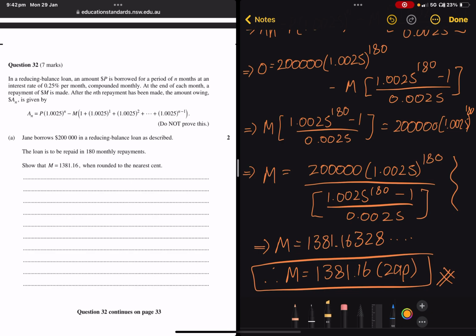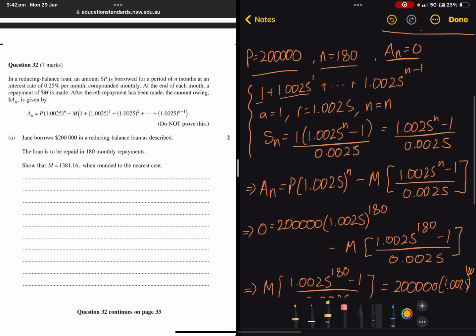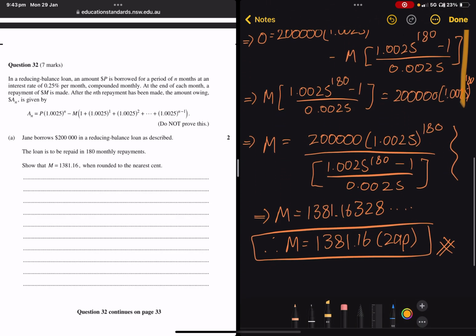Now this is worth 2 marks. 1 mark will be for working that gets you towards a correct answer. The second mark will be for having the last stage of the question, which is finding this answer. So in terms of the working we have here, the first mark will be awarded for most of the working I've done in this question: using the series formula, subbing that in, plugging the values in, rearranging and solving. The second mark will then be for getting that M is 1381.16, using the fact that the loan was 200,000 and the loan had to be repaid in 180 monthly repayments.